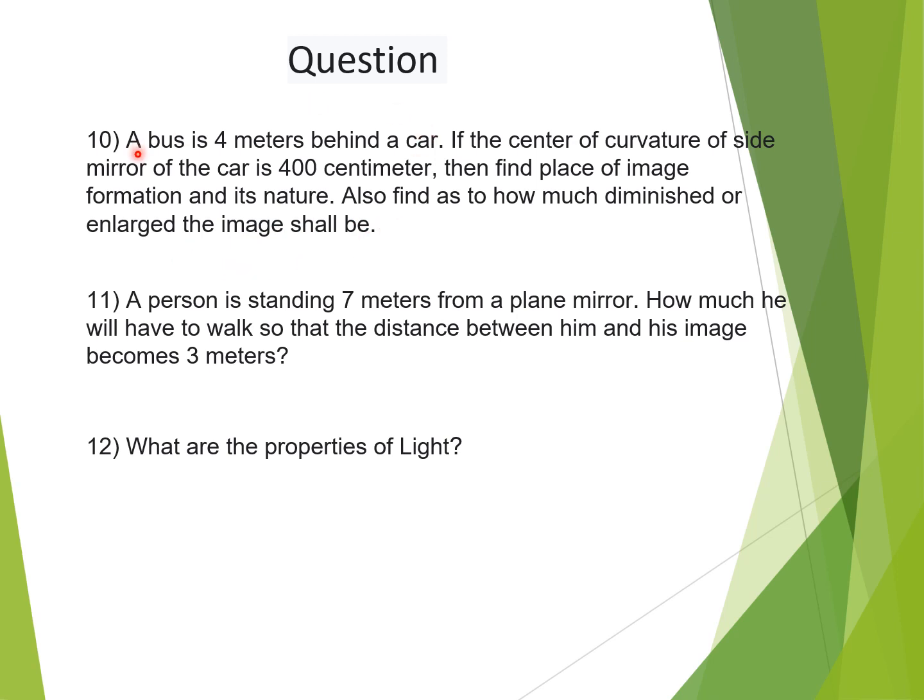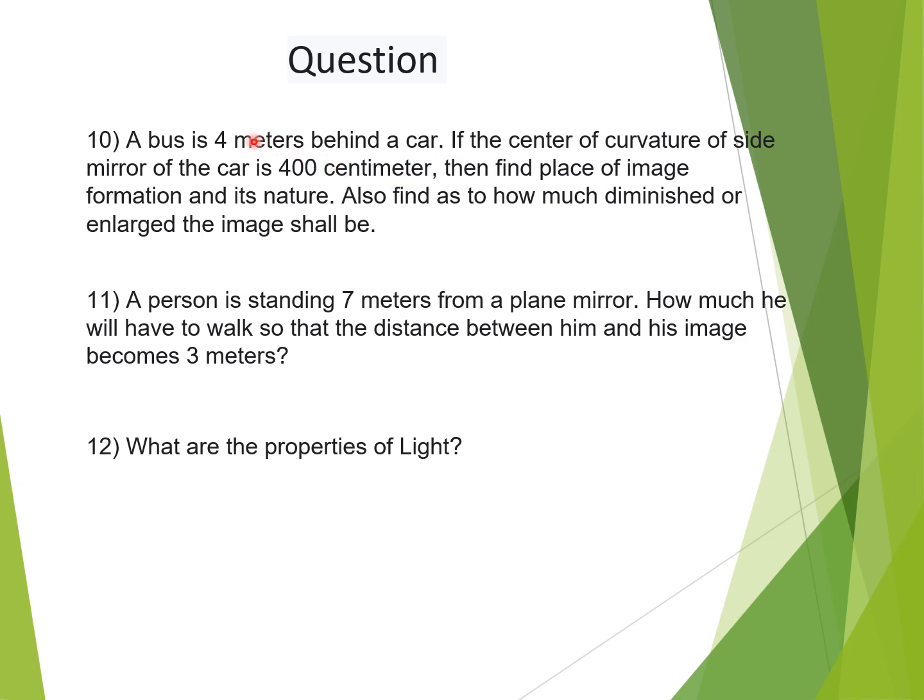So what all is given? U is given as 4 meters, and U shall always be minus. So U is minus 4 meters. Then the center of curvature is given as 400 centimeters. We know that focal length is half of the center of curvature. So the focal length of the mirror shall be 400 upon 2, that is 200 centimeters.